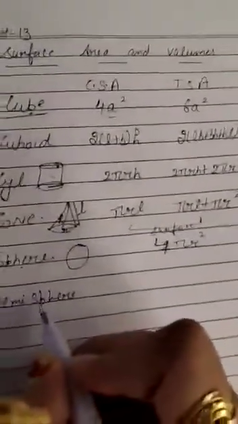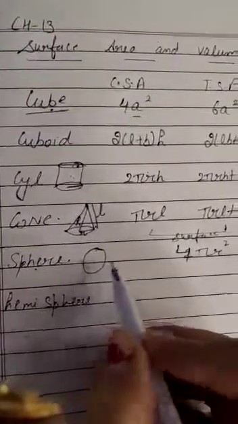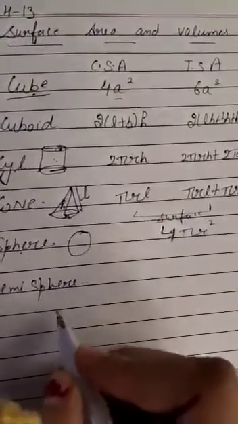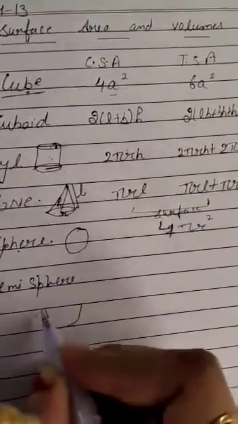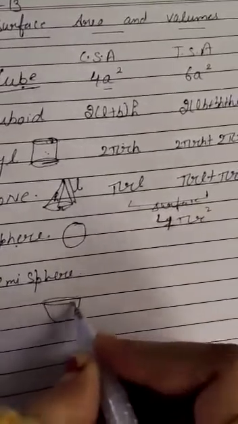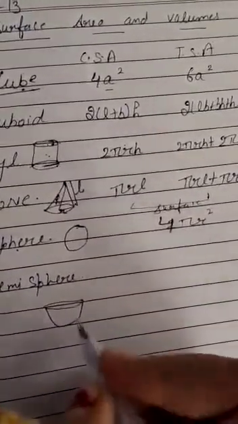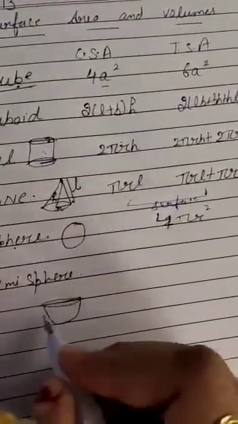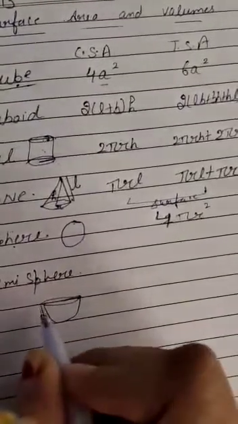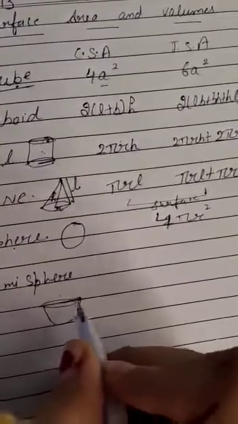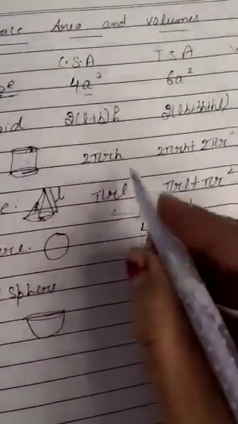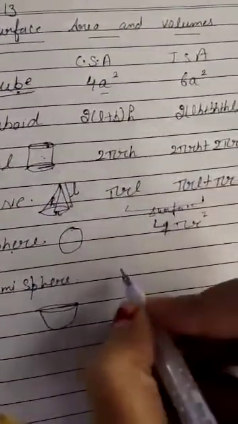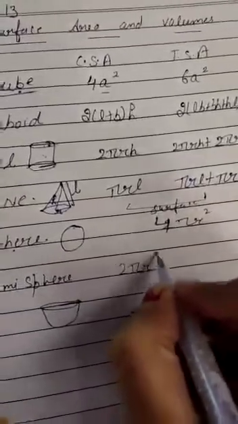Now hemisphere. When I cut a sphere from the center, then I will get a figure like this. It is a hemisphere. It is a shape like a bowl. So here this one is the curved surface area and the upper side top is one circle. So curved surface area of hemisphere is 2 pi r square.